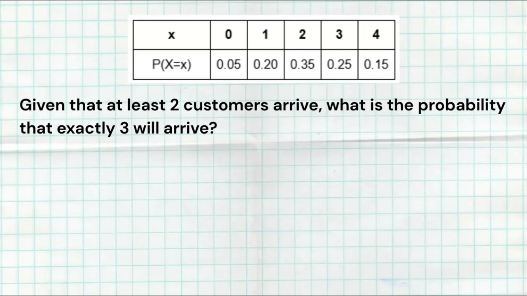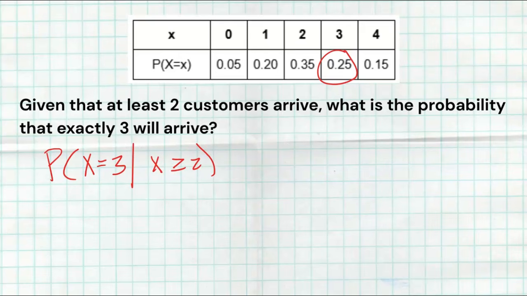Next question says, given that there are at least 2 customers arriving, what is the probability that exactly 3 will arrive? So this is a classic conditional question that for some kids gets really tricky, but it's actually meant to be really, really simple. If we just said, hey, what's the probability of exactly 3? It'd be 0.25 and we'd be done. But there's a condition, given that it's at least 2. So we're trying to find the probability that the number of customers is exactly 3 given that it is greater than or equal to 2. And that's going to require the conditional probability formula.